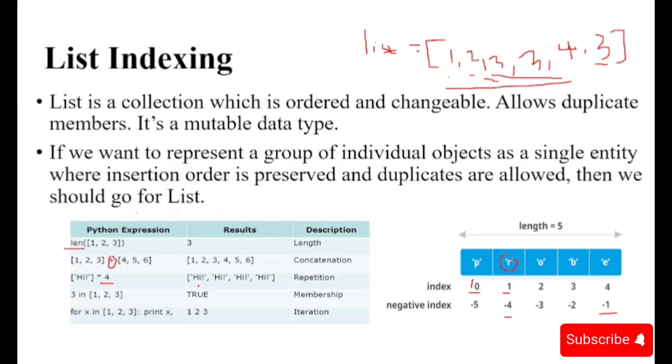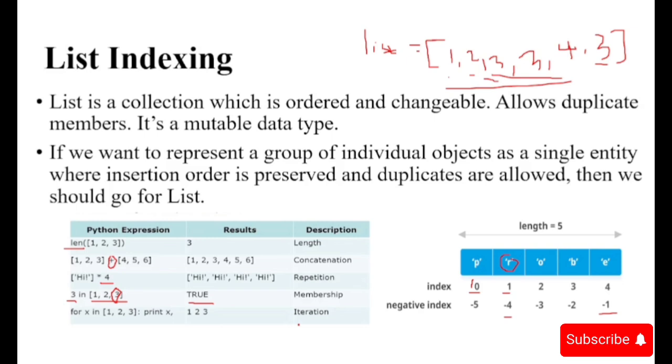Membership is simply trying to check if a given value is in a certain list. The output of this membership is a Boolean result, either true or false. In this case, I'm trying to check if 3 is in my list 1 2 3. It returns true because you can see we have 3 in our list. So that is the membership operation.